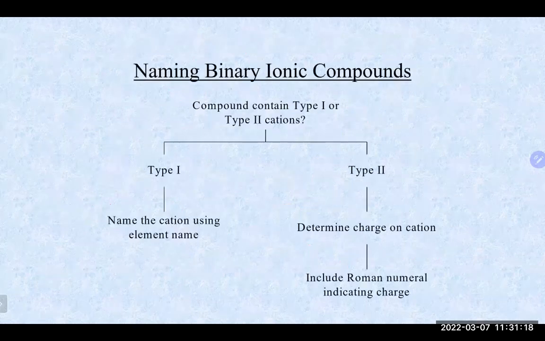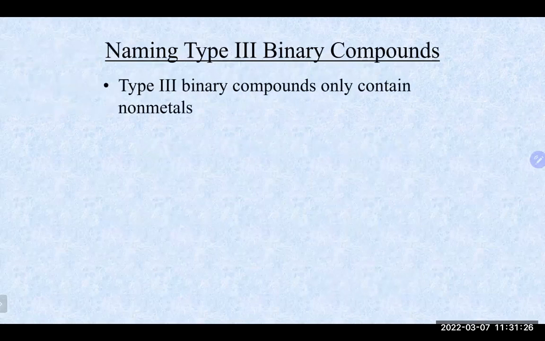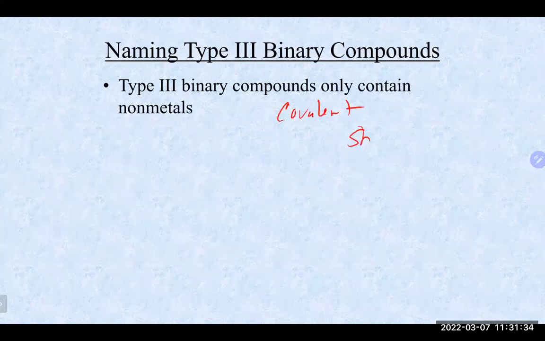All right, little decision tree. Let's then talk about type 3 compounds. Type 3 compounds are a little bit different. They contain only nonmetals. So these are our covalent or molecular compounds. These are our guys that are sharing electrons. And these are absolutely the easiest to do and should take you the quickest to do.